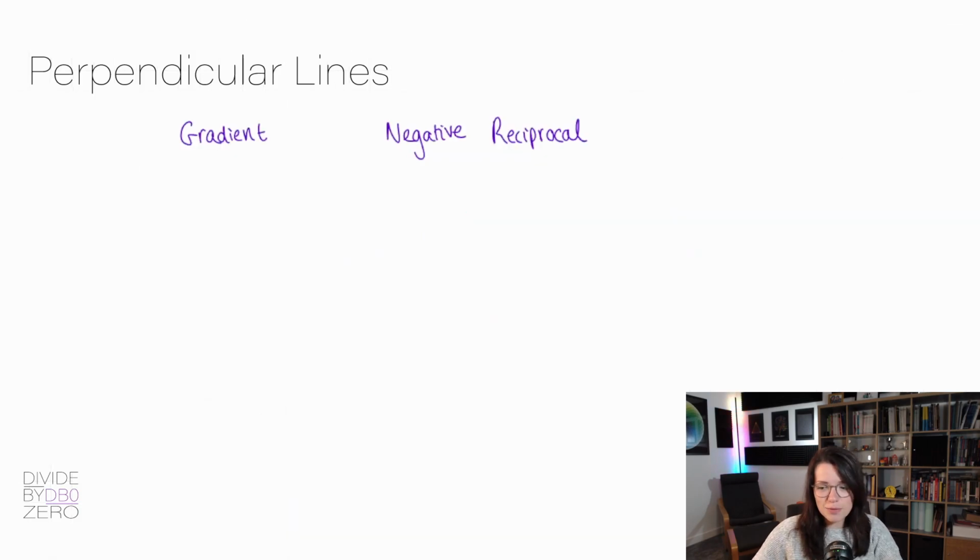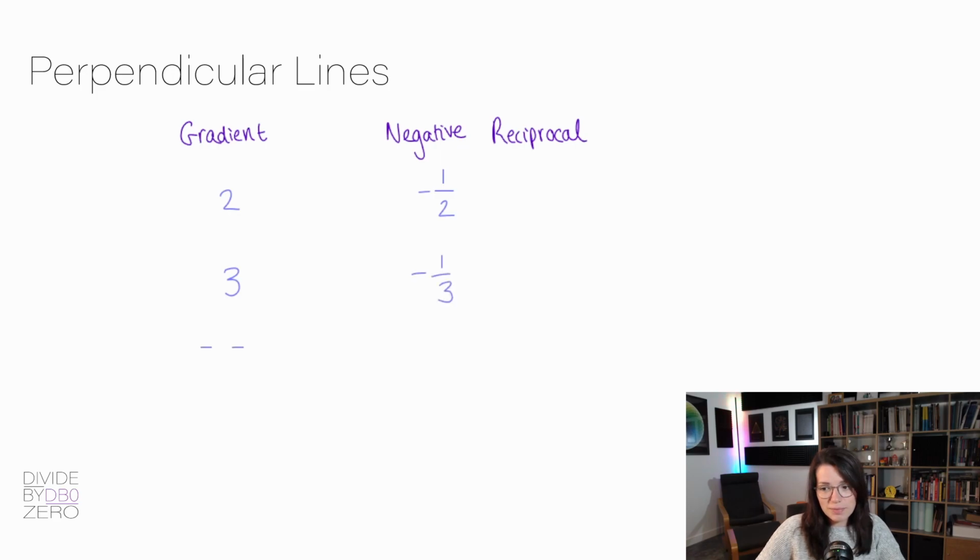Let's look at some examples. So let's say the gradient was 2. As we saw there, the negative reciprocal is -1 over 2. So negative means you swap the sign, and reciprocal means 1 over, or flipping the gradient number upside down. If the gradient was 3, the negative reciprocal would be -1 over 3.